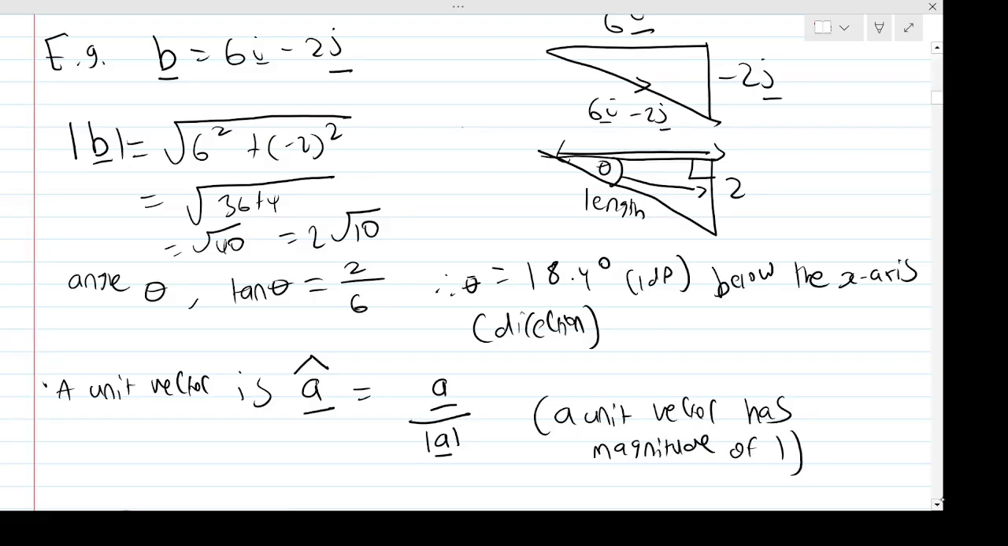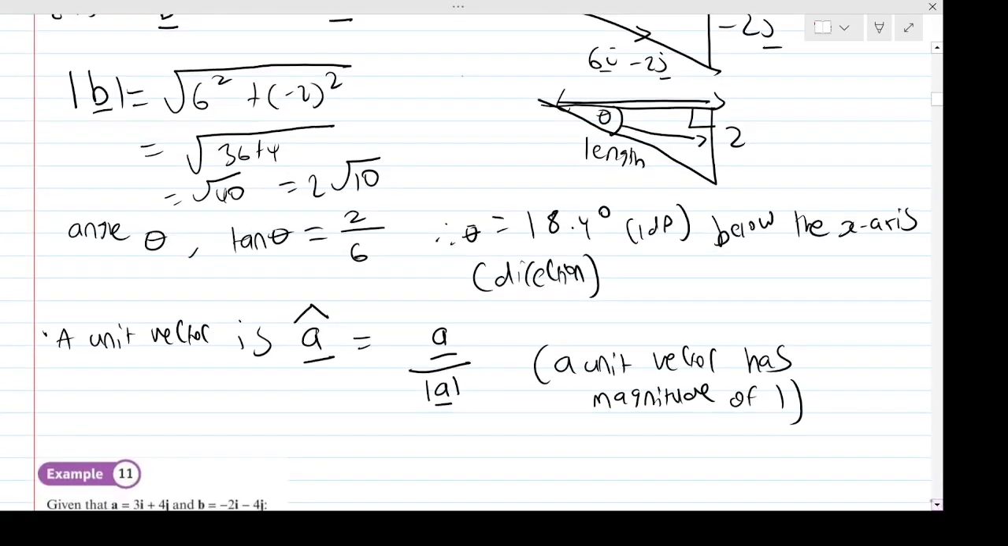You can think of it very similarly to a unit circle, which we looked at in the 10th chapter, I think, where a unit circle is a circle, but the radius is 1, right?